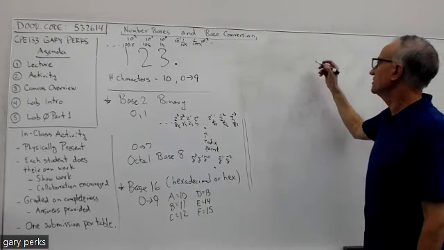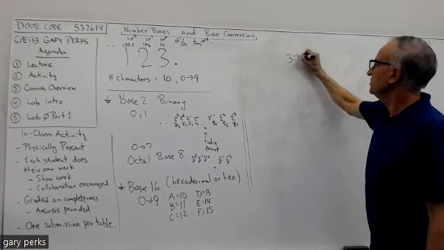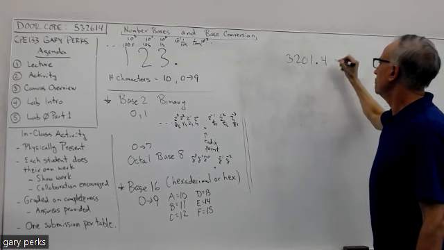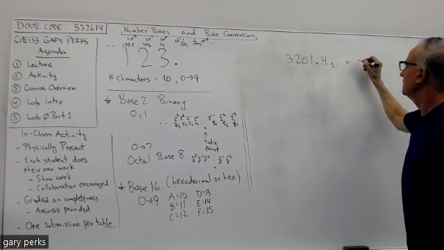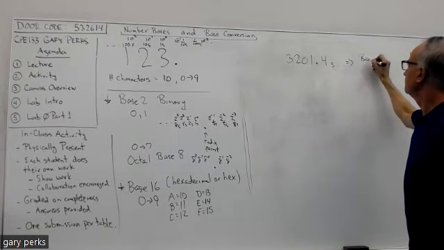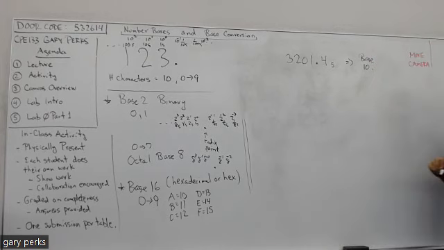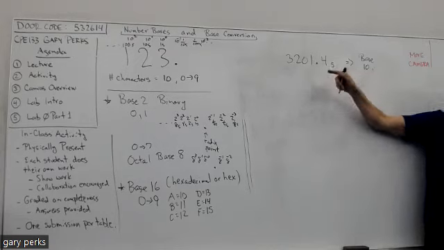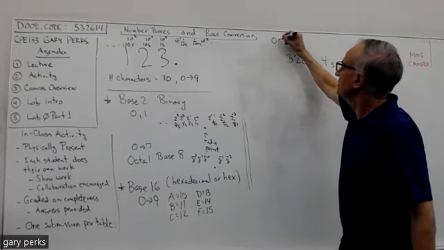say you were asked to convert, let's see, 3201.4 in base 5 to base 10. You know how to do that? You guys know what we talked about? First of all, is this a valid number in base 5? Yeah, why? Because all the characters are 0 through 4. Exactly, because base 5 has 5 characters, 0 through 4.